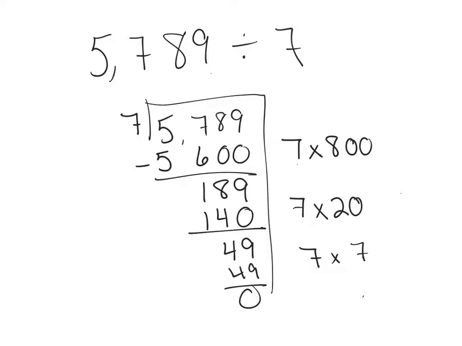Got lucky. Okay, and then they're going to talk about how many groups did you make? They made a group of 800, a group of 20, and a group of 7. So they have a total of 827 groups. And I always talk with my students about checking their answers by multiplying, going back and actually multiplying the 827 times 7 and seeing if they get the same answer.